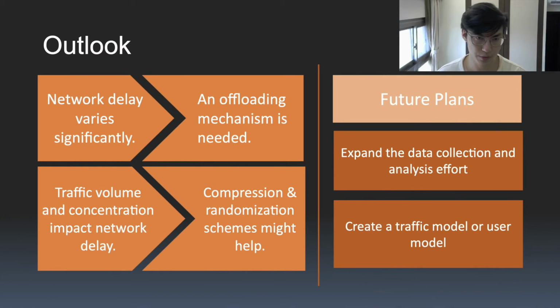So to conclude, there are two major findings and possible suggestions. First of all, network delay varies significantly. To mitigate this effect, we might need an offloading mechanism to meet the end-to-end latency budget. Second, the traffic volume and traffic concentration impact network delay. Additional compression and randomization schemes might help deal with this problem.